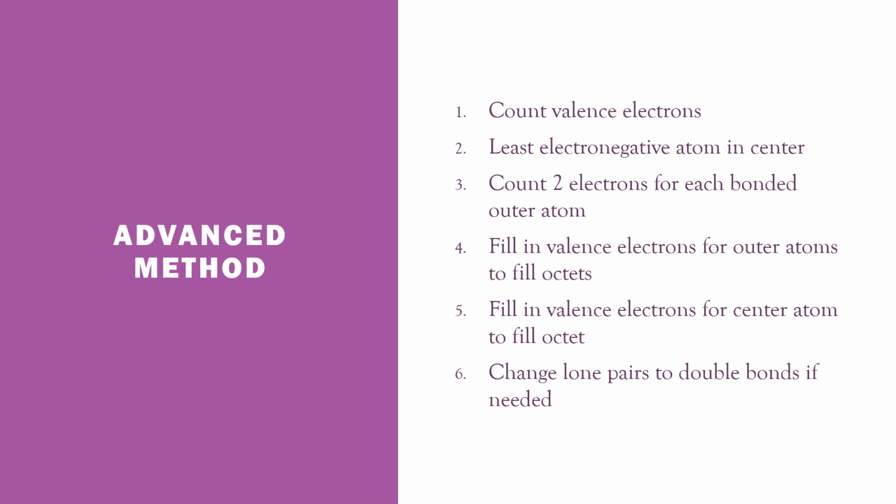Then you want to fill in the valence electrons for the outer atoms so you have full octets. Remember, atoms like to have 8 valence electrons, so they're like a noble gas, and they have full s and p orbitals. If you still have any extra electrons at that point, then you will fill in the center one. And then finally, if there are not full octets, you will change lone pairs to double bonds. And we'll look at some examples of that.